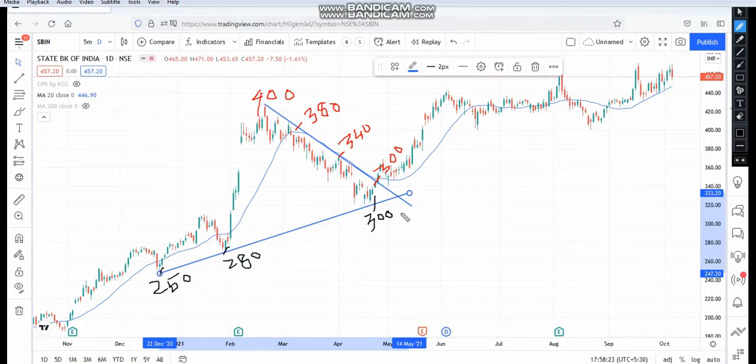Here the issue is actually, the buyers are putting more pressure to push up the market. You can see here, it is 250, here it is 280, and here it is 300 rupees. So this is a line of support, and buyers are putting more pressure to push up the counter, State Bank of India. Likewise, sellers are putting more pressure to push down the counter, and they want to bring down the counter. Here the price was 400 rupees, and again here 380, 340, 300.